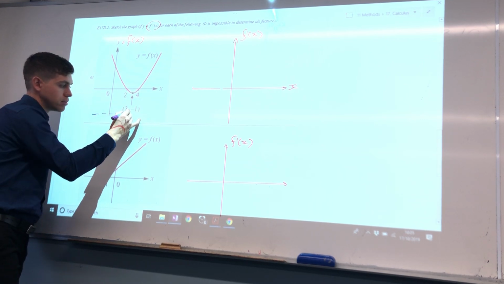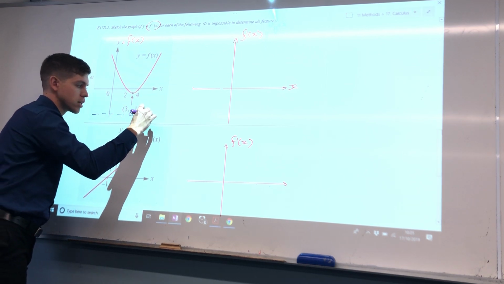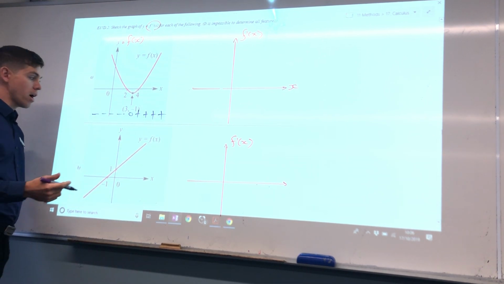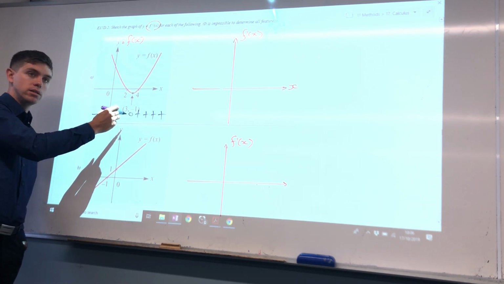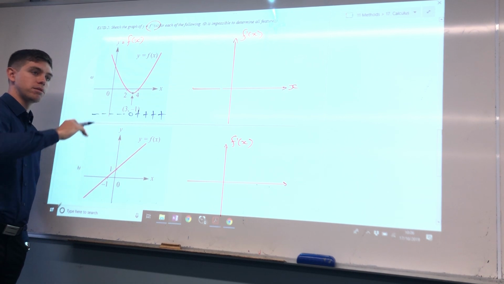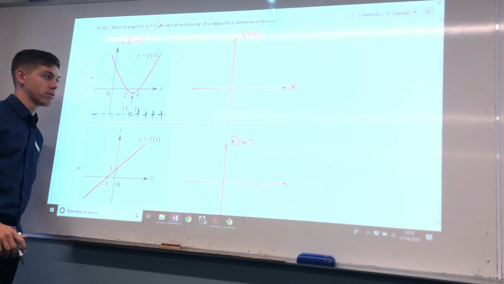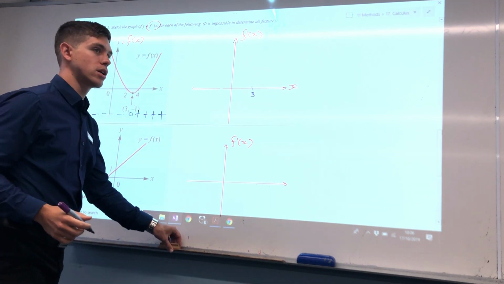What about at this point here? 0. And then? Positive. Okay, so what type of graph is going to have only one x-intercept and go from negative to positive? Linear. Where is it going to go through the x-axis? 3. So it's going to go through at 3, and it's going to be a linear graph.